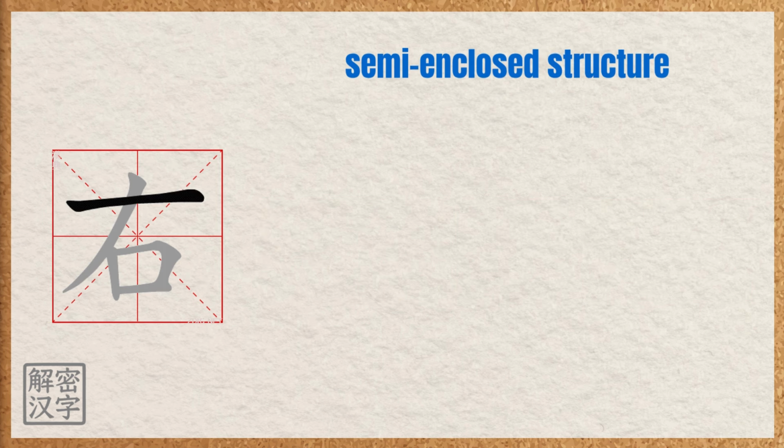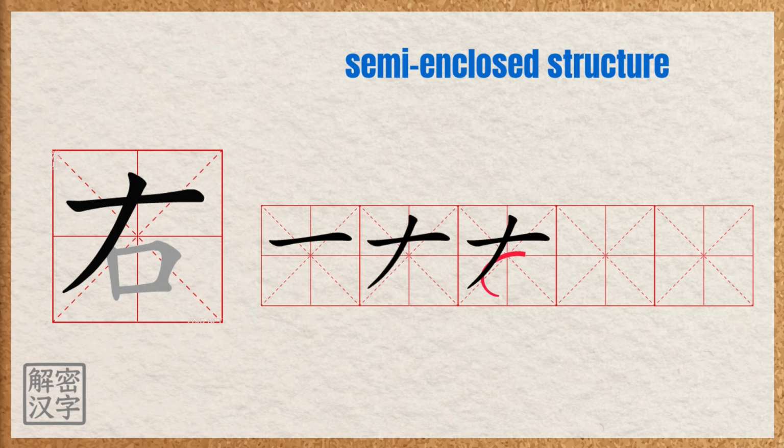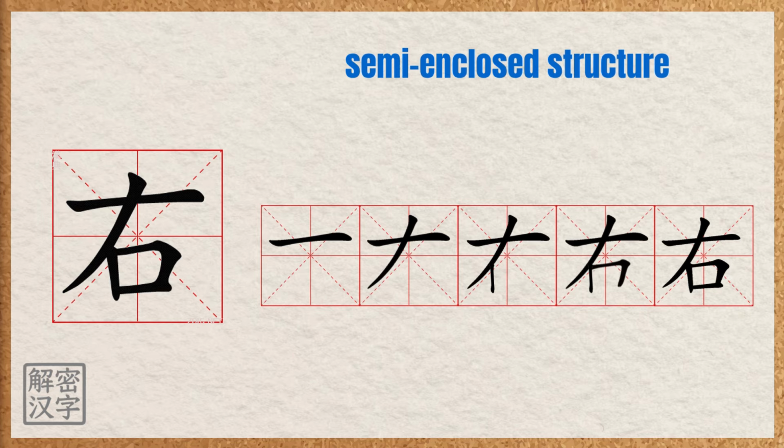Now let's write 右. It also has 5 strokes. Just like 左, start with a horizontal line and a left falling stroke. But this time, on the right side of the left falling stroke, write the component 口. You've probably noticed this already. The two characters share the same basic structure, only with a small difference in this position.